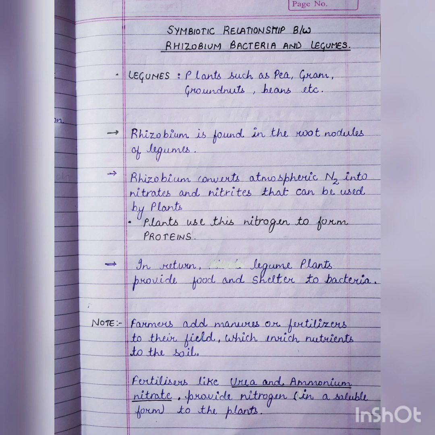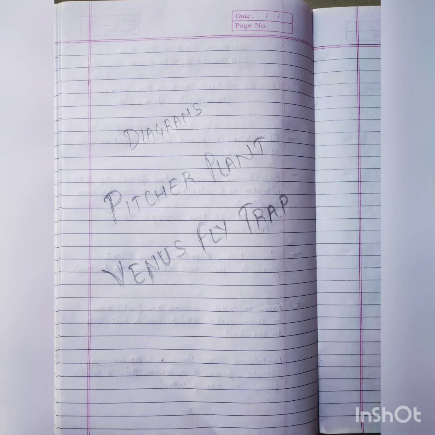After this, you can write down the note as shown on the screen. After this, you can draw diagrams of pitcher plant and Venus flytrap. Though these diagrams are not in your book, they have been taught in online videos. So find the diagrams and draw them in your fair notebook. So these were notes from chapter number 1 in proper sequence.